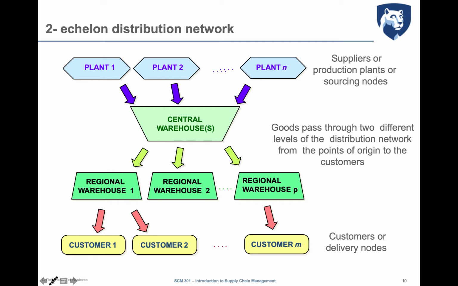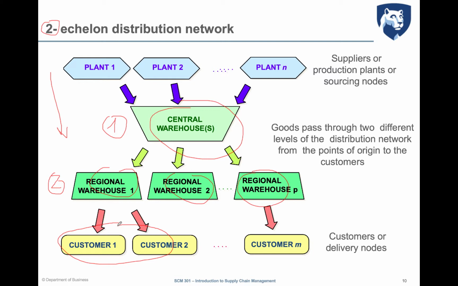The second type of distribution network that we have analyzed is the two echelon distribution network, where at the first level you have a central warehouse, including all the variety of products that come from the different plants, and then at the second level you have a series of regional warehouses. The characteristic is that goods pass through different levels of the distribution network from the point of origin to the customer. While the central warehouse includes all the variety of products that the supply chain brings to the market, the products that are conveyed to the regional warehouses are only the ones requested by the regional market.